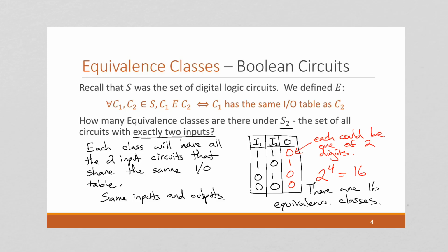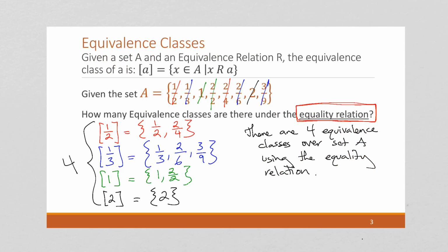So what this idea of an equivalence class is good for is it really helps divide up whatever set we're looking at into things that are equivalent to one another. Right? So every Boolean circuit with 2 inputs that has the same set of outputs, we can call equivalent to one another. If we look here at these numbers, we can say that 1/2 is equivalent to 2/4 using the equality relation, or that 1/3 is equal to 2/6. Right? So we've divided the set up into equivalence classes where everything within the class is equivalent to one another.